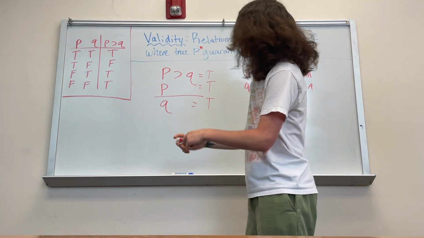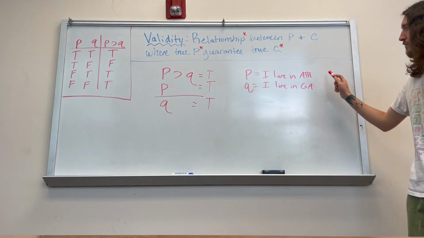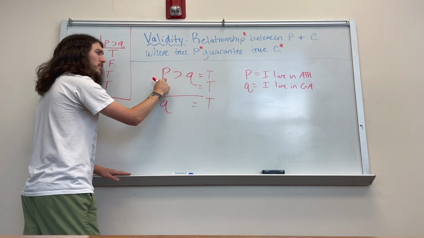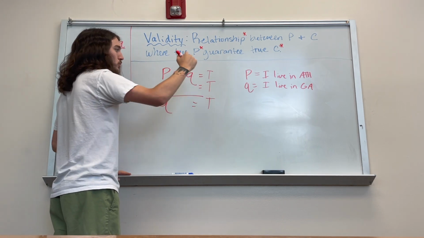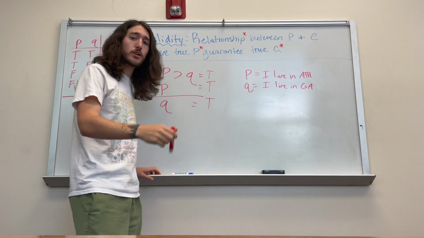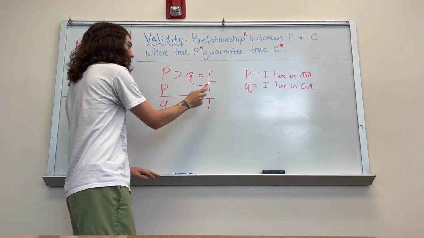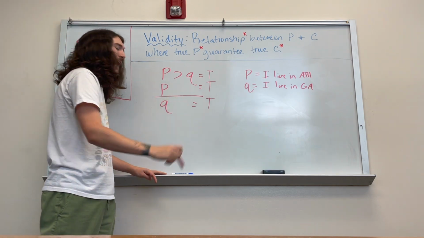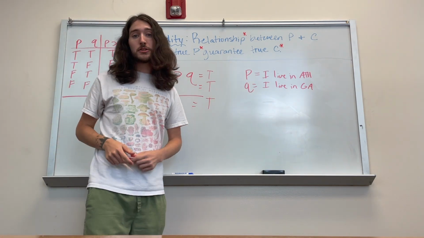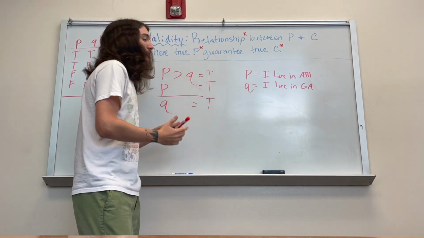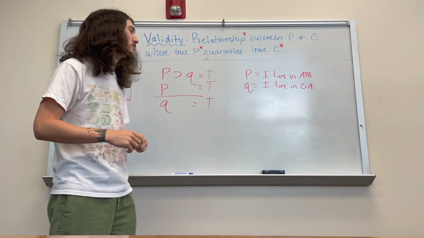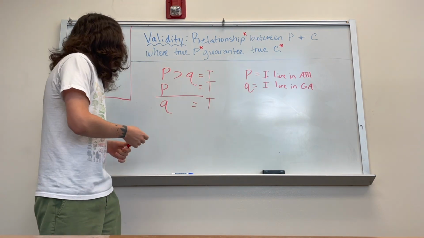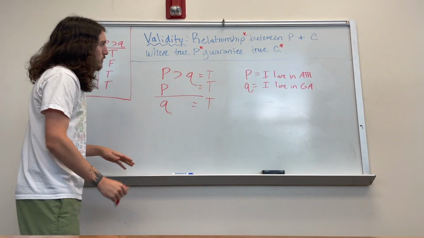Let's look at an example to illustrate it. Say P is I live in Athens, Q is I live in Georgia. It is true: if I live in Athens, then I live in Georgia. So let's say for the sake of this argument, I live in Athens, P, which is true, right? Therefore, I live in Georgia. Every single person that lives in Athens lives in Georgia. We're talking about the US, of course. Obviously, semantics can get tricky with logic. But this is an example of a valid argument.